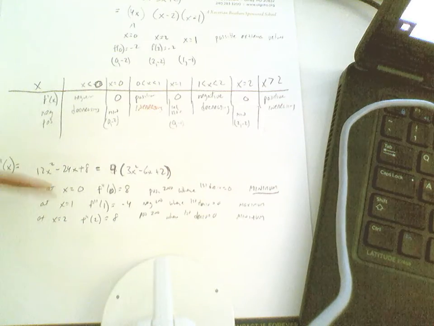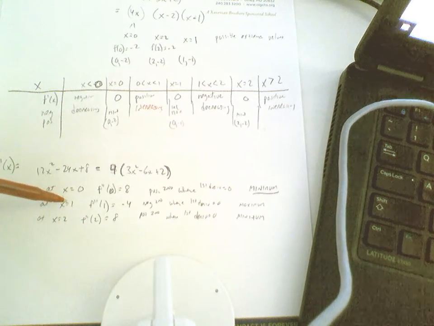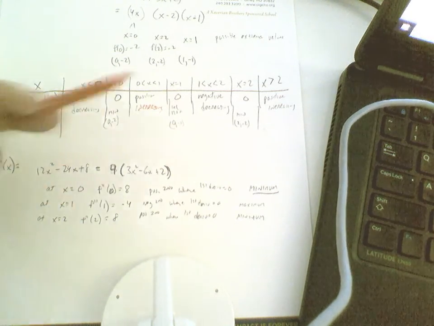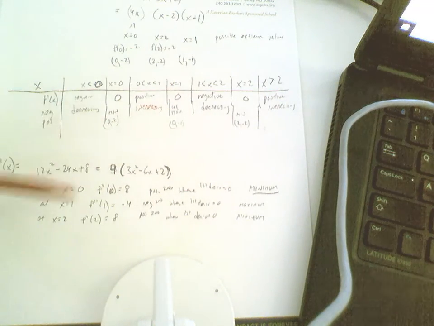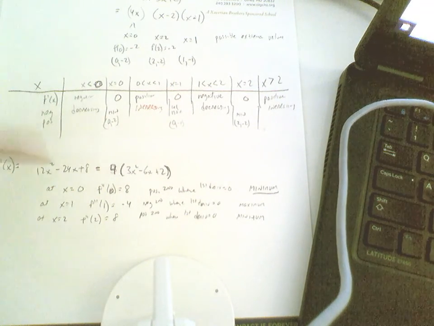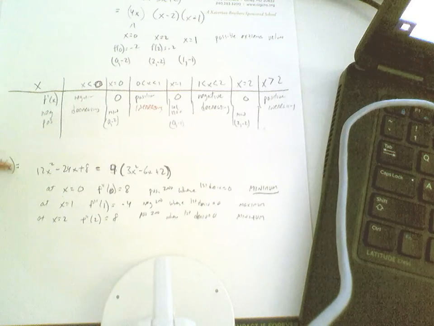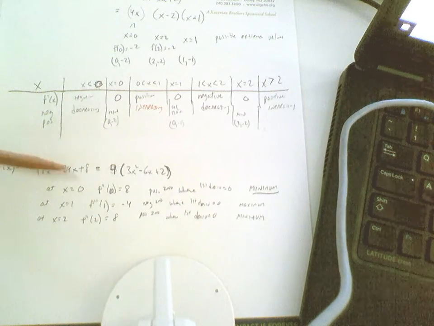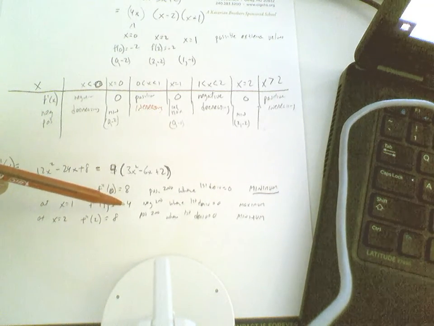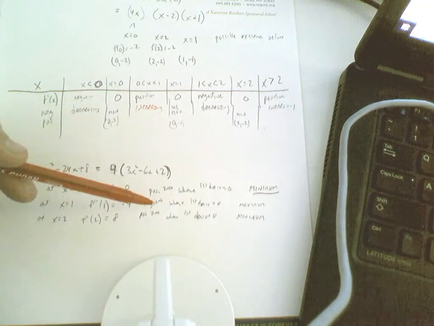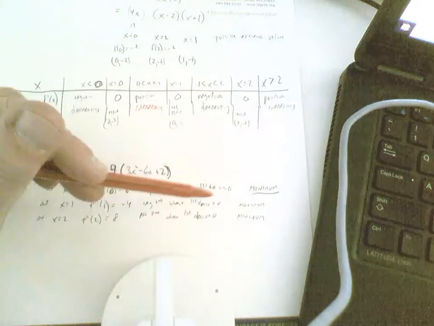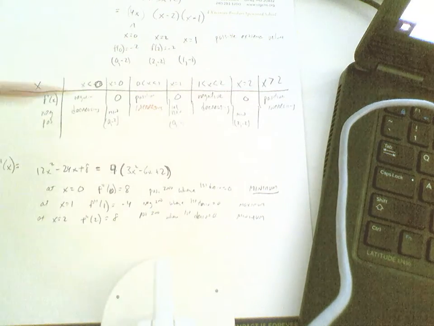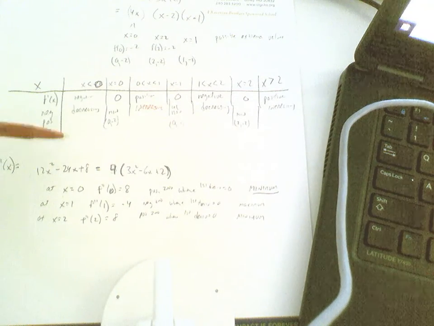When x equals 1, the first derivative is equal to 0. We saw that up here. Evaluate f double prime, the second derivative, at 1. We come up with a value of -4, which is negative. A negative second derivative, when the first derivative is equal to 0, gives us a maximum. So we're just reconfirming what our sign chart already told us.